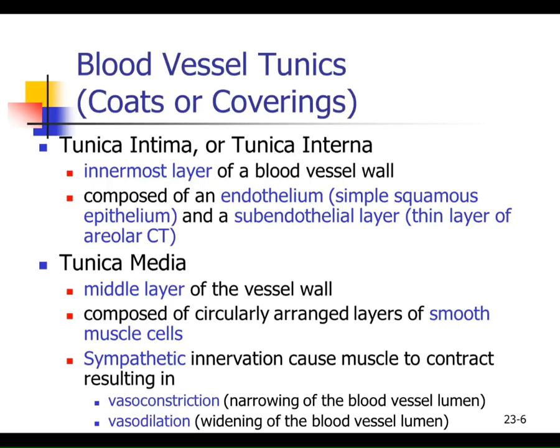So I'm going to introduce the three layers and then we'll be done. So blood vessels as hollow hose-like structures are going to have tunics. The tunic is a name for the layers of the vessels. They're called the tunics or the tunica. And there are three layers. The tunica intima, also referred to as the tunica interna, the inside layer.